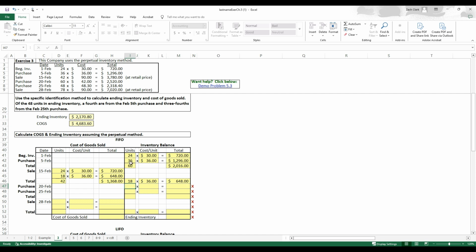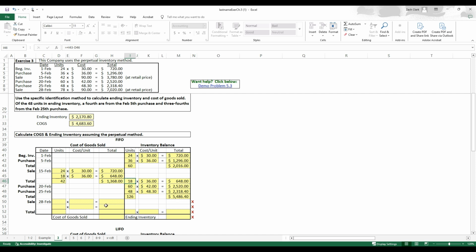So on the 20th, we purchased 60 units at $42. Let's do the formula. And then we purchased on the 25th 48 units at $48.30. Formula updated there. And so now after these 2 additional purchases, we have 126 units available for sale and $5,486.40 available for sale. So the 18 layer carries over from this purchase period.